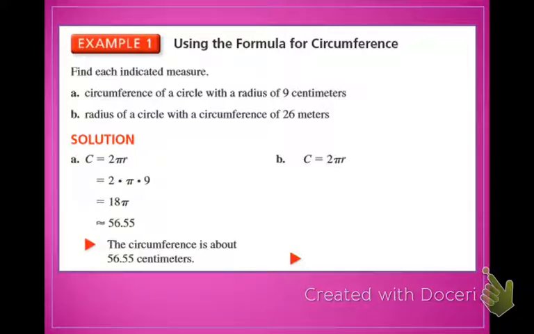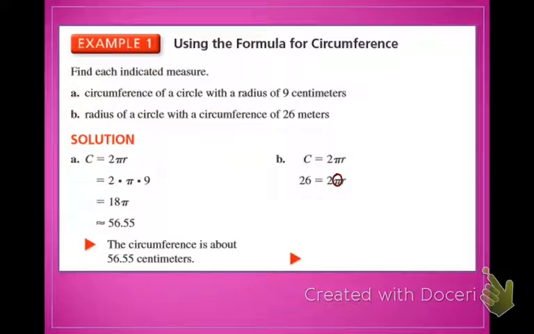All right, letter B. We're going to find the indicated measure, which is the radius of a circle with a circumference of 26 meters. So we use C equals 2 pi r again because we're looking for the radius. Okay? So where am I going to plug in 26? For C, because it is the circumference. All right, so here is where a lot of students struggle. If it just said 26 equals 2r, what would you normally do? Divide by 2.